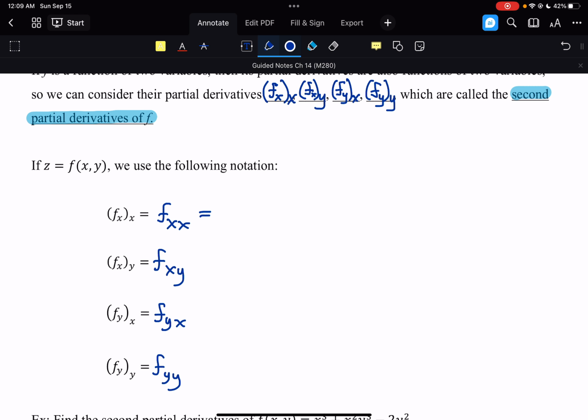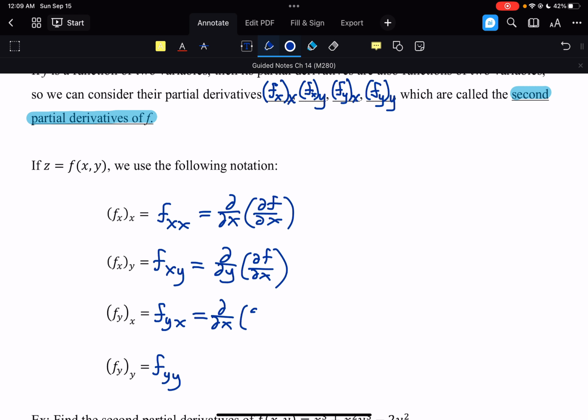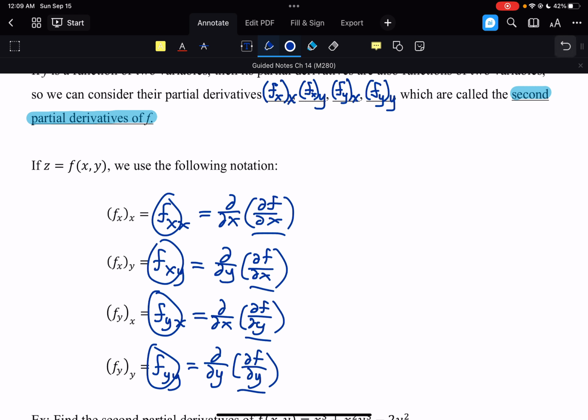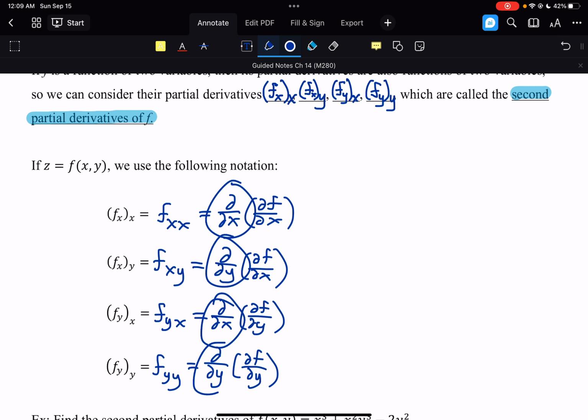Then we could also apply the partial notation, so like that Leibniz notation. We could take the partial with respect to x of partial f respect to x. We could take partial with respect to y of partial f respect to x. Partial with respect to x of partial f respect to y. Partial with respect to y of partial f respect to y. So you can see the ones inside here. That's the first one. That's fx, fy, fy.